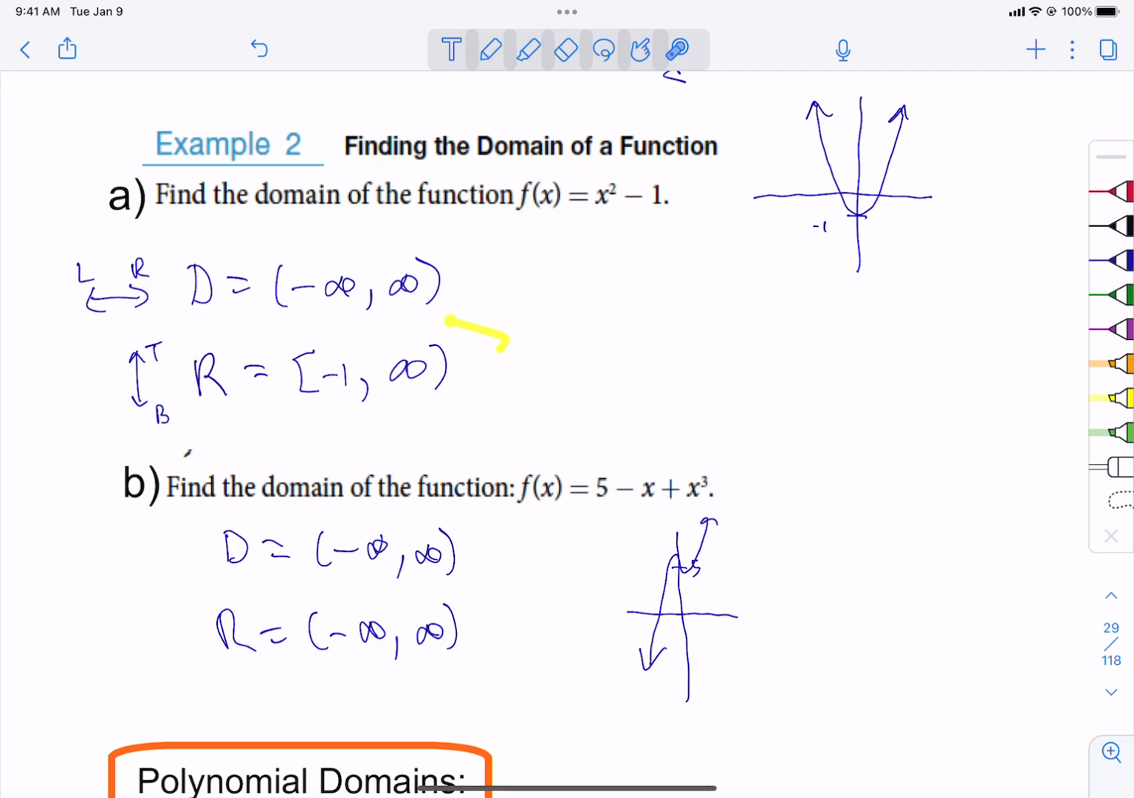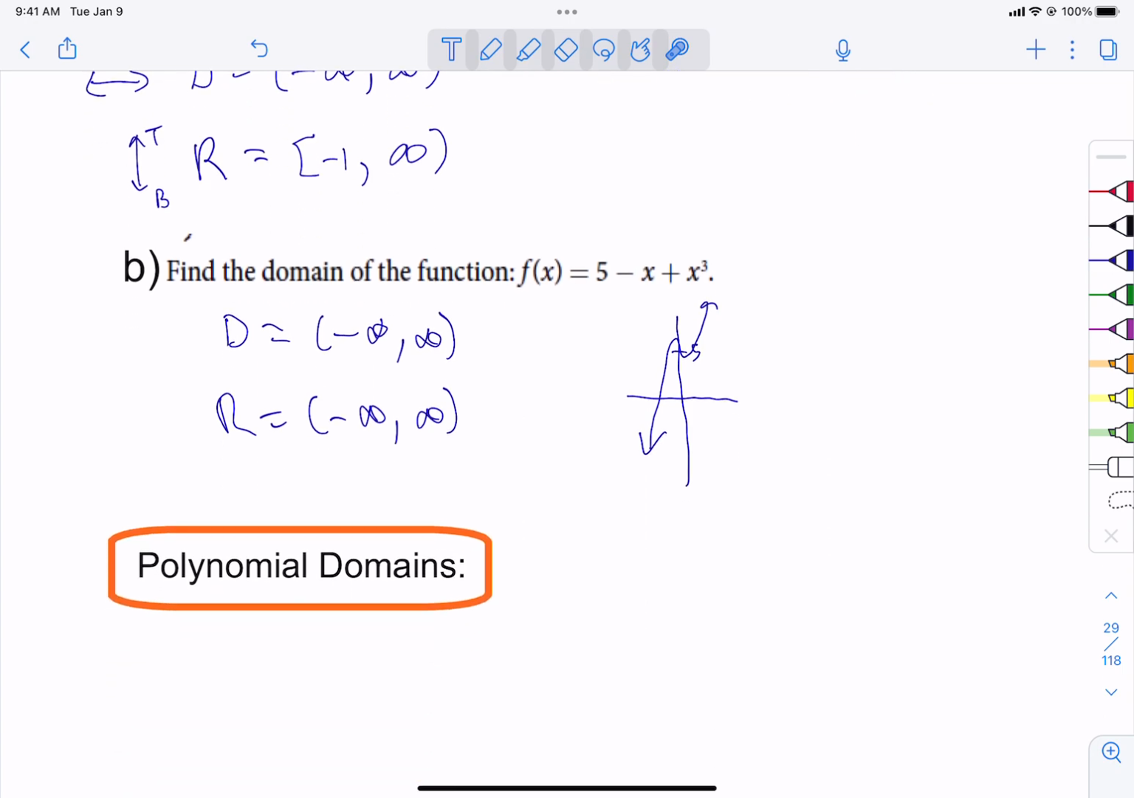For now, the ranges we have to get from the graph. There's no other way to get range. The domain, you can use some logical thinking. What can I plug in? Maybe sometimes it's almost nicer to think the opposite way. What can't I plug in? What wouldn't work? Well, everything works on those.